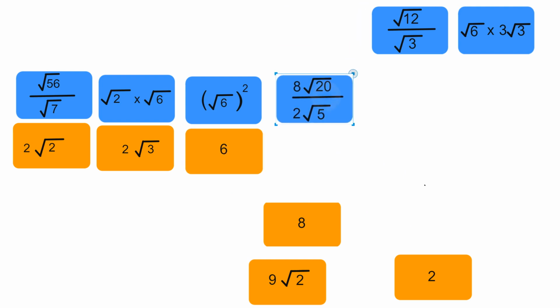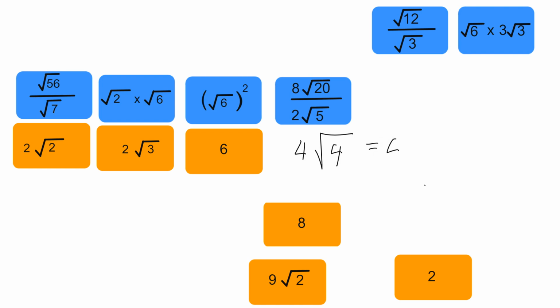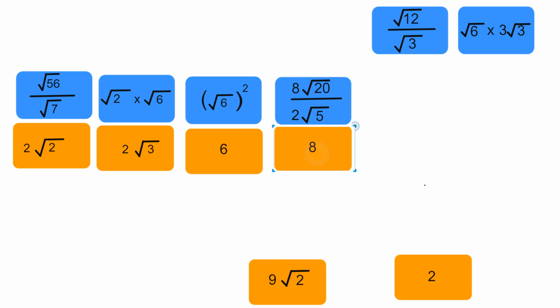And the next question is 8 square root of 20 divided by 2 square root of 5. We're going to divide 8 and 2 first. 8 divided by 2, which gives you 4, and then divide the surds itself. 20 divided by 5 is 4. Now, square root of 4 is 2, but you've already got 4 there outside. So you multiply that by the square root of 4, which is 2, which will give you 8. So 8 is our answer for that. We're going to pair that question with 8.